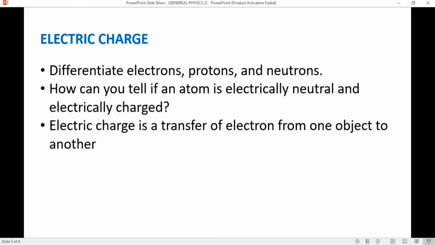Usually, protons, which are positively charged, are in the nucleus of an atom. Electrons spin around the nucleus to attract the protons.